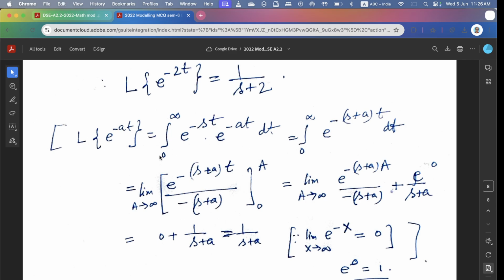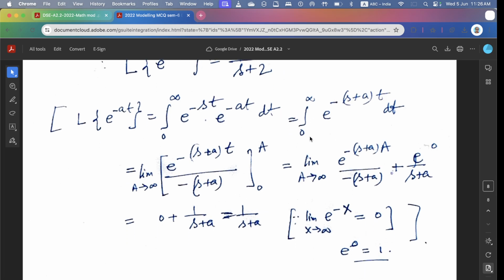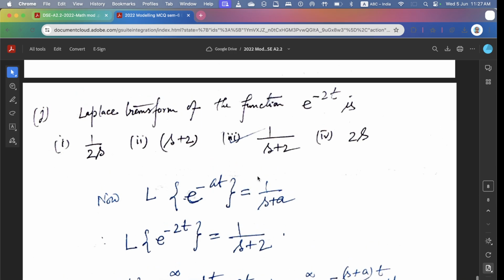The Laplace transform of e to the power minus at equals the integration from 0 to infinity of e to the power minus st times e to the power minus at dt. So the integration from 0 to infinity of e to the power minus (s plus a) t dt. Taking the limit as A tends to infinity, after integration we get the limit from lower limit 0 to capital A. Putting the limits, the upper limit extends to infinity and e to the power minus infinity equals 0, and e to the power 0 is 1. So this equals 1 by (s plus a). So the correct option is 1 by (s plus 2).